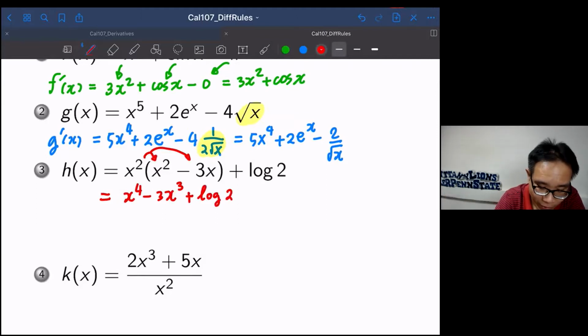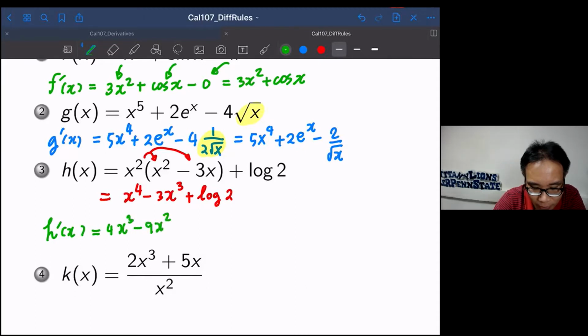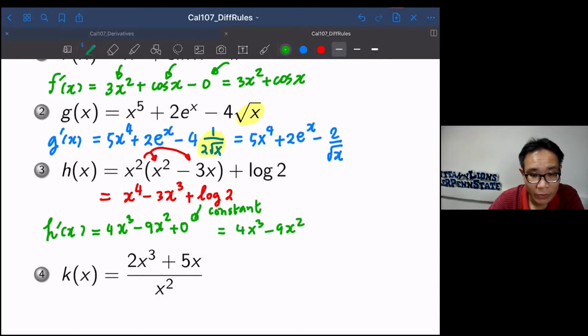Okay, so you have h prime x equal to 4x cubed minus 9x squared, and you differentiate log 2, you get 0. Okay, so you differentiate log 2, here is a constant. So you get 4x cubed minus 9x squared. Okay, so I teach you slowly here. It's going to be just easy stuff.